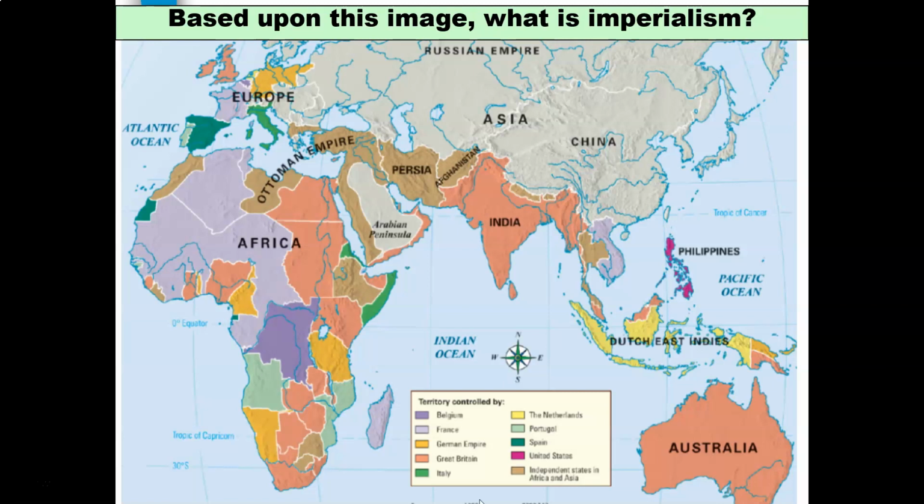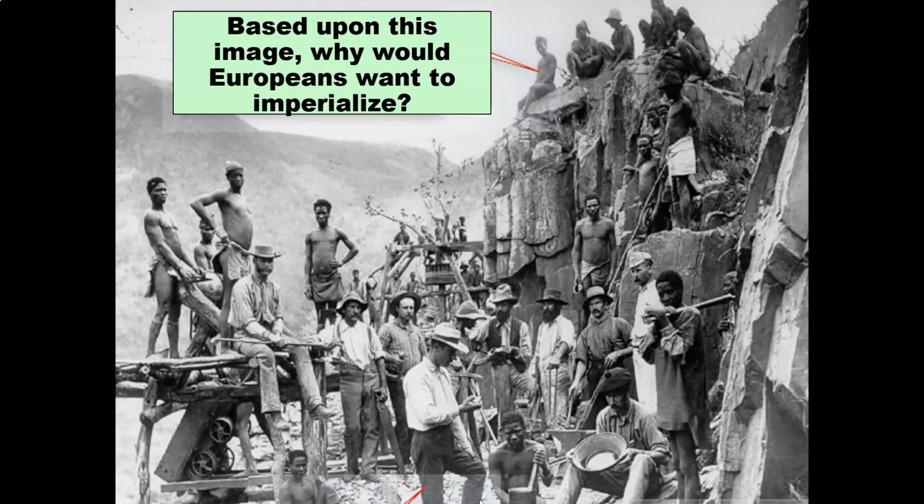Now look at Great Britain. You see how much land Great Britain controlled in Africa, in India, Australia. This was complete domination by the British. And this is what imperialism is. A country controlling other countries, basically. Now, based upon this image, why would Europeans want to imperialize?